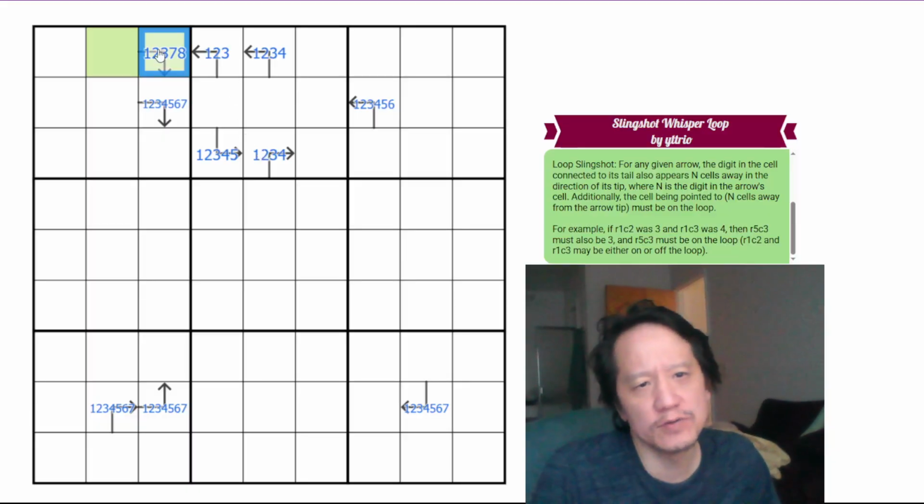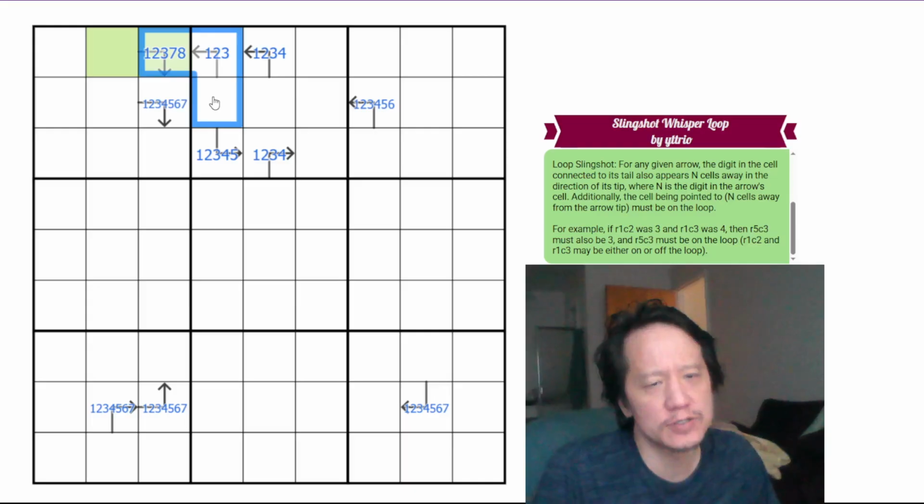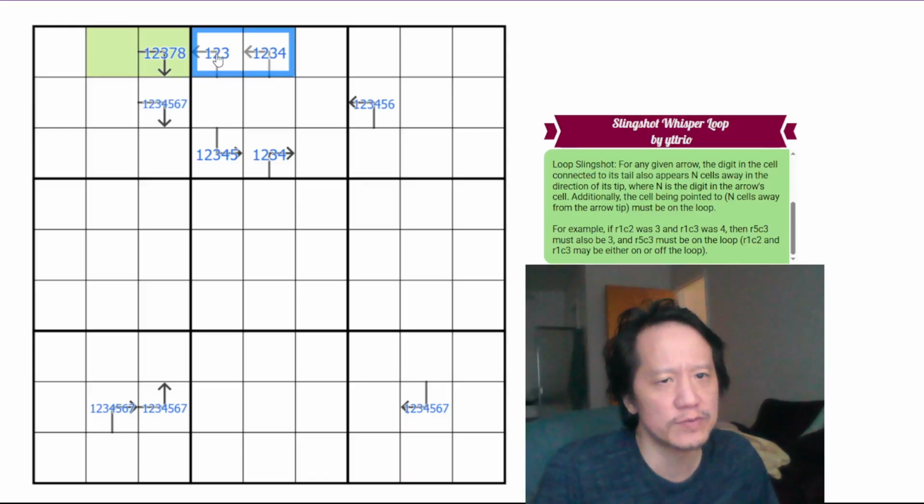If it does go this way, then it must go here. It cannot go this way then this way, because these are both low digits.